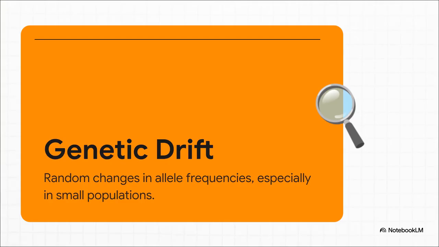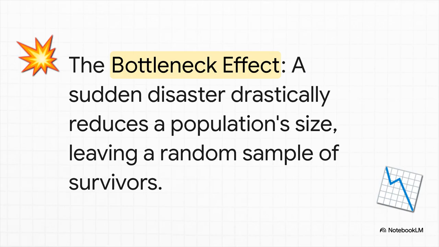So here's the deal. In a small group, random events can have a huge effect. Let's say you have just 10 mice on an island, and 5 of them happen to have a rare allele. Well, if a hawk just happens to swoop down and grab 3 of those specific mice, boom, the frequency of that rare allele just got slashed. That's genetic drift in action. And there are a couple of classic ways this plays out.